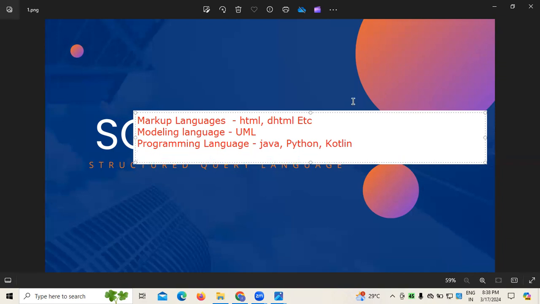The last one is called query language. Query language is the one which will be used to extract the queries from the database. Understood? Extract the queries from the database. Now, first of all, you should understand what database stands for, because before I get into the SQL part, let me explain what exactly database stands for.